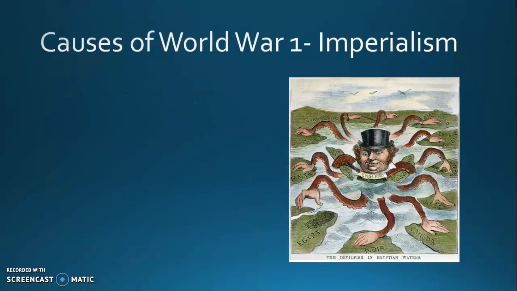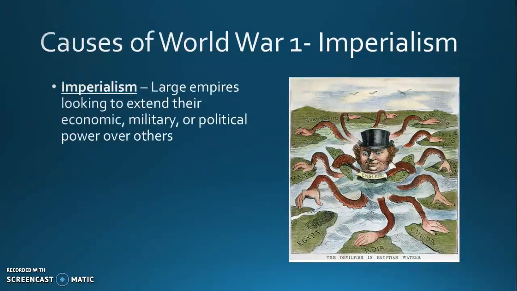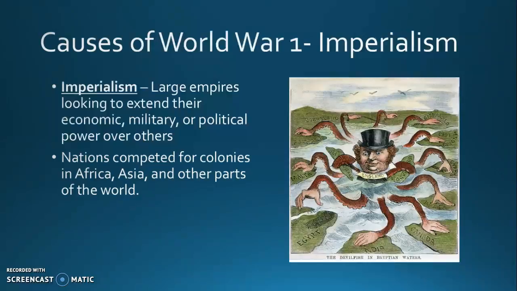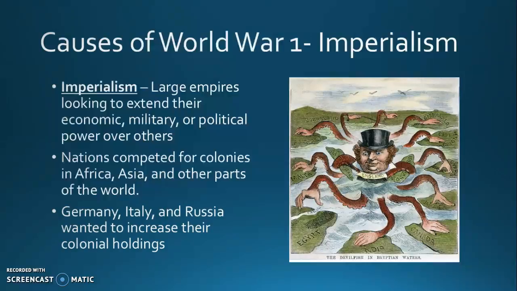Another cause of World War I was imperialism. Imperialism is when a large empire is looking to extend their economic, military, or political powers over others. This made them more powerful, and they were able to spread their influence further. The larger empires were greedy and always looking to expand. Great Britain and France had many colonies overseas. Germany, Italy, and Russia wanted to increase their colonies as well. Since there weren't many colonies left to extend to, there was often conflict over the powers.